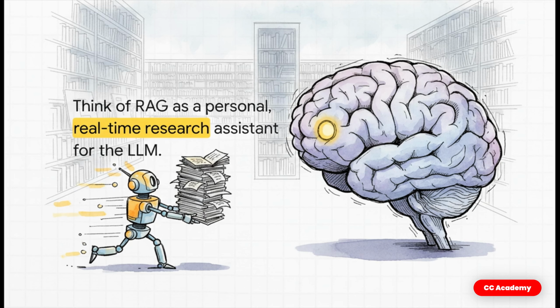Probably the easiest way to think about it is like this. RAG is a super fast, incredibly smart personal research assistant for the AI. So before the AI says a word, this little assistant sprints over to the library, finds the exact articles and documents it needs, and hands them over, saying, here's everything you need to know to give a perfect answer.